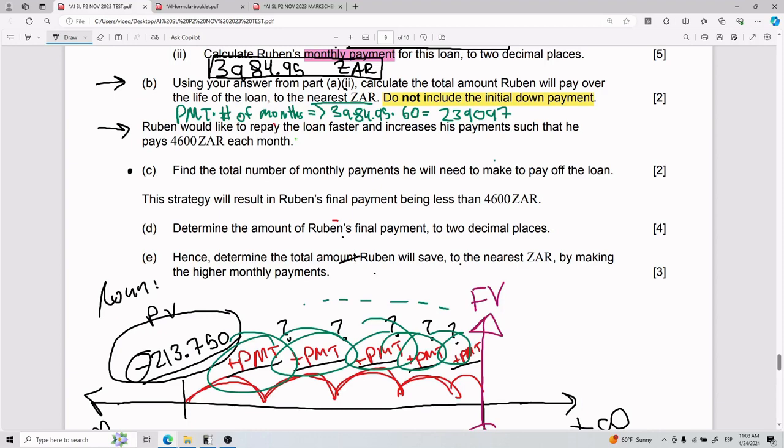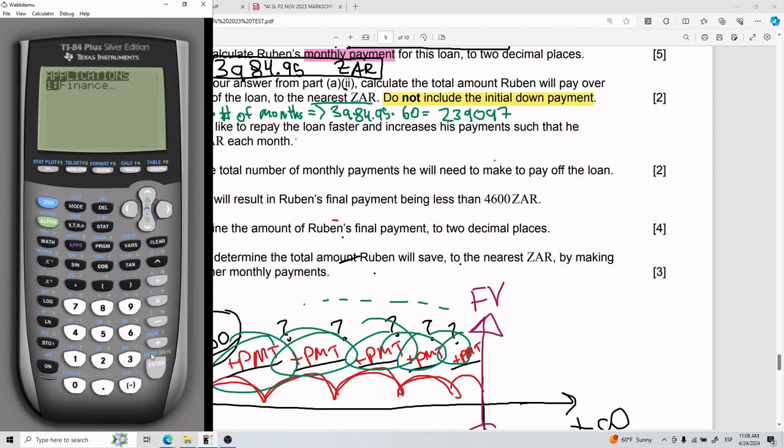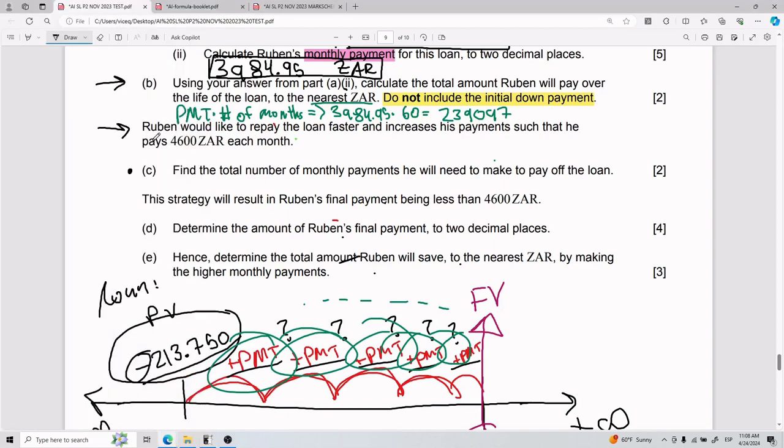And so here, what the IB really loves to do is basically, for the finance app, if I look at it now, you filled in all this information. And so what the IB likes to do is throw you a curveball. They change one of these variables up just a little bit. And so what you need to do is know how it changes, okay? So think about it this way. He wants to repay the loan faster, okay, and increase his payments such that he pays 4,600 ZAR each month.